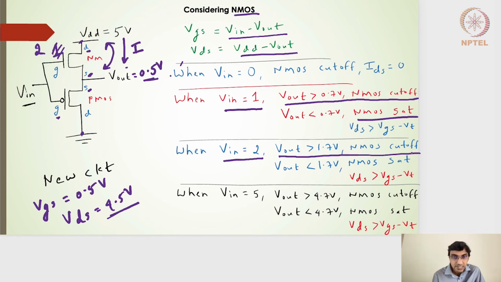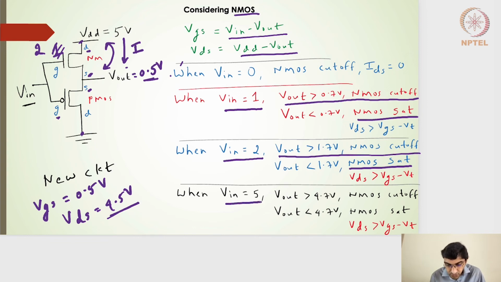Anything below 1.7 volts for V output, right? So the minimum value will be when V out is 0. So that will be 2 volts, VGS will be 2 in that case. But VDS will be 5 minus 0, so that will be much greater than VGS minus VT. That means the NMOS will be in saturation. So VDS greater than VGS minus VT will always put the NMOS transistor in saturation.